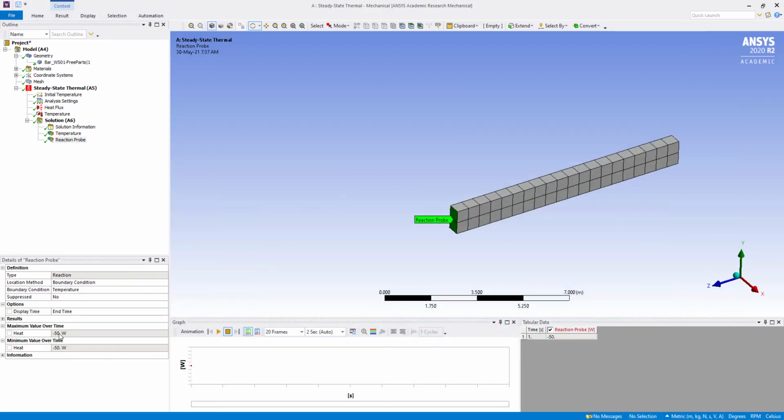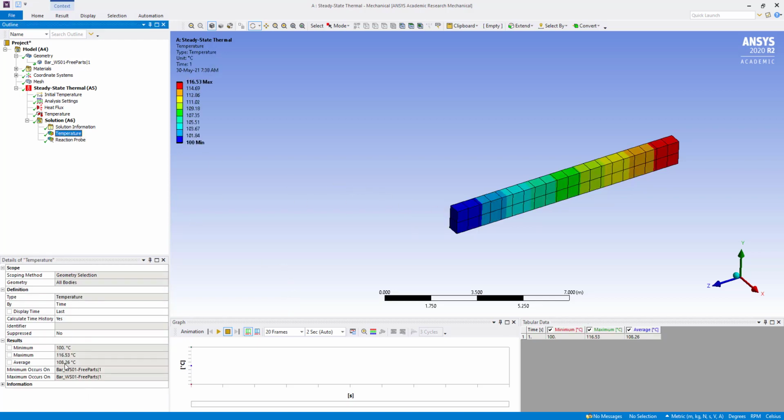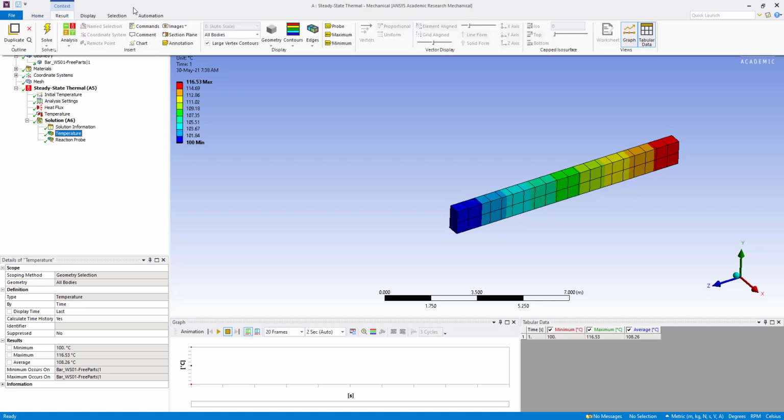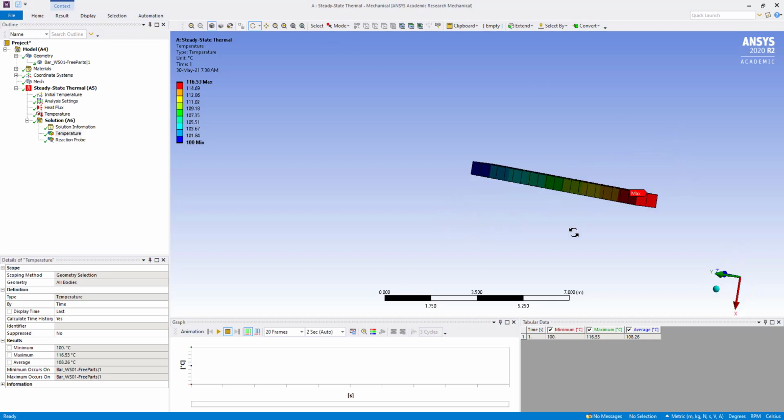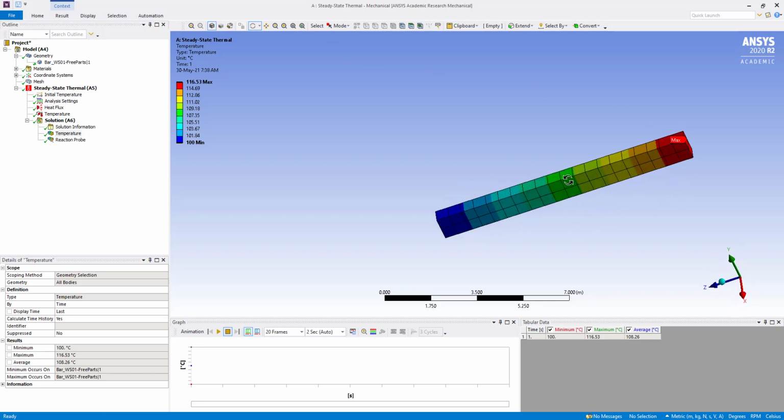So now we are going to calculate temperature. If you see temperature, it is showing 106.53 degrees centigrade. So, and if you go to results and maximum and minimum, maximum will be on this face only. So that we are going to calculate how by hand calculation to match like we are in a right direction or not.